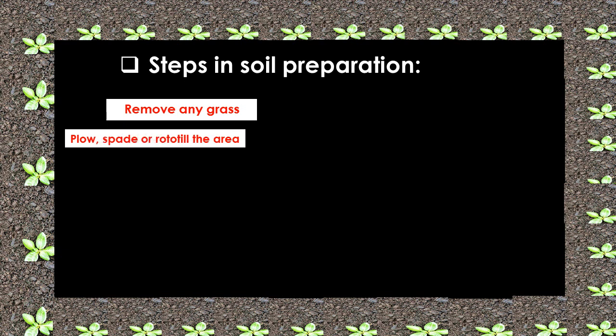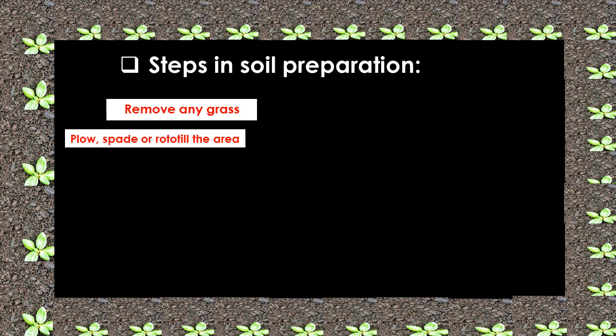Plow the soil: plow, spade or rototill the area. Make sure the soil is ready to work. If it is too wet or too dry, you will harm the soil structure. To test the soil, take a handful and squeeze it. If it stays in a ball, it is too wet, and if it is powdery or has hard clumps, it is too dry. If it crumbles freely, it is just right.